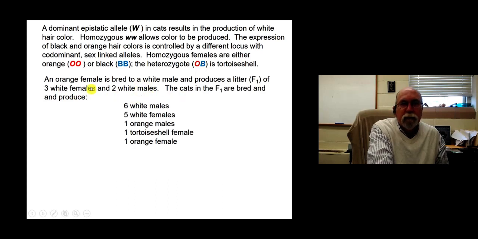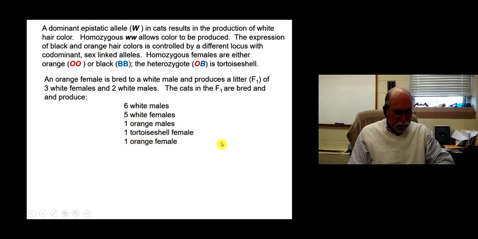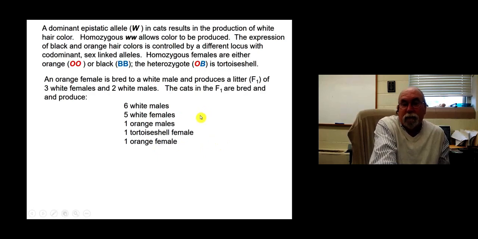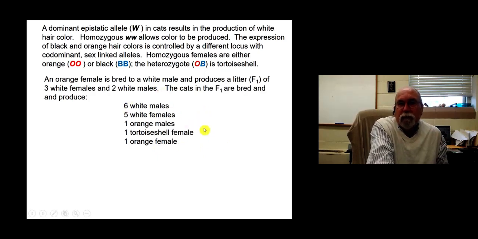Then we take some of those males and some of those females, cross them together, and make an F2. And here's the F2. We end up with 6 white males, 5 white females, 1 orange male, 1 tortoiseshell female, 1 orange female. It's a classic top-down problem, except now it's also a bottom-up because we know the outcomes, and those are the fun and easy ones because we've done the experiment.